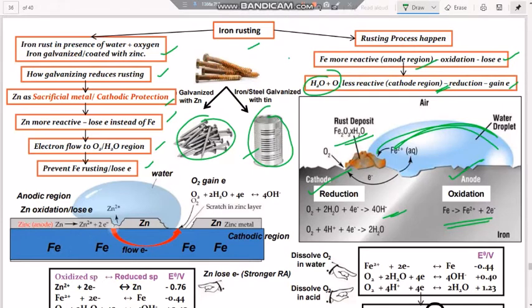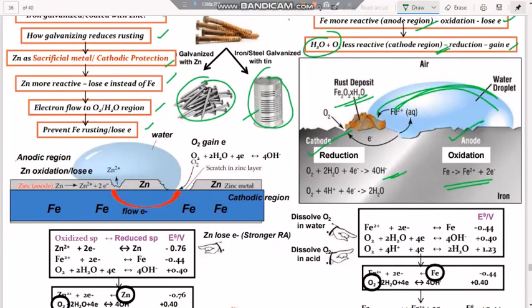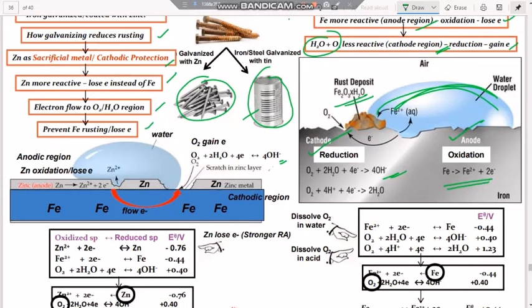Now if you see the anodic region, if you apply a zinc coating over the iron, what will happen? Zinc loses electrons, and those electrons will be taken by oxygen, converting into OH minus ions. If there is a scratch in the zinc layer, the zinc metal will be separated out. Here electrons flow, and Fe is not going to get affected when we apply zinc over it.